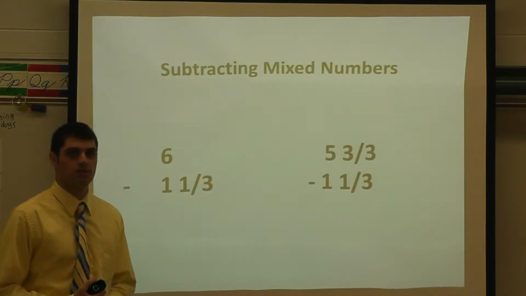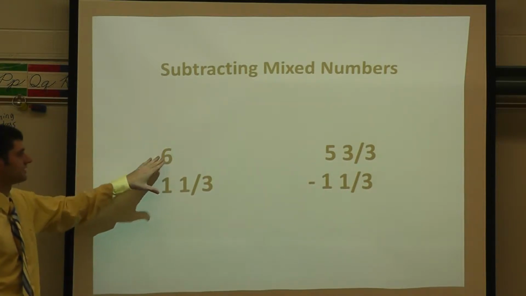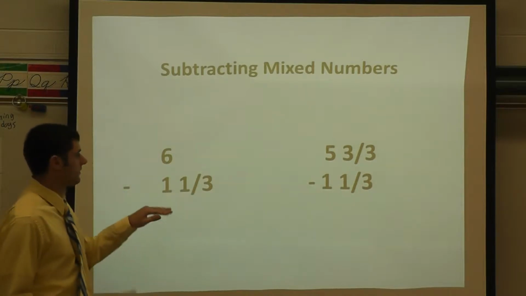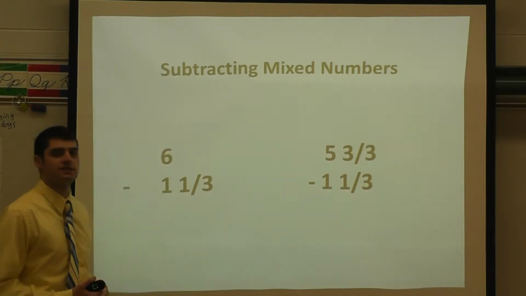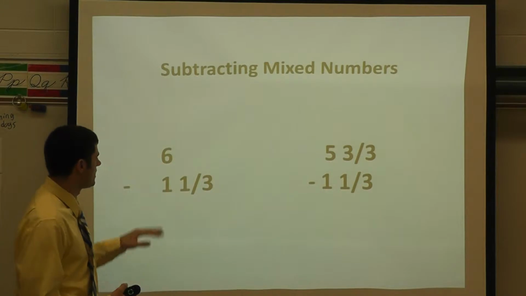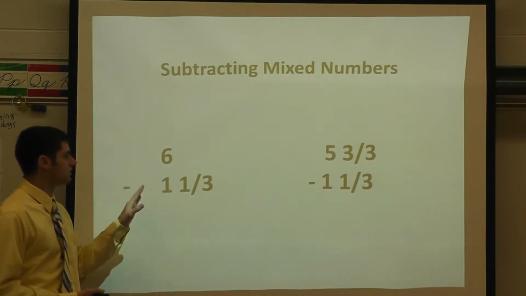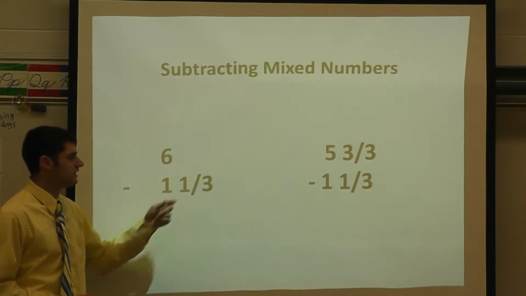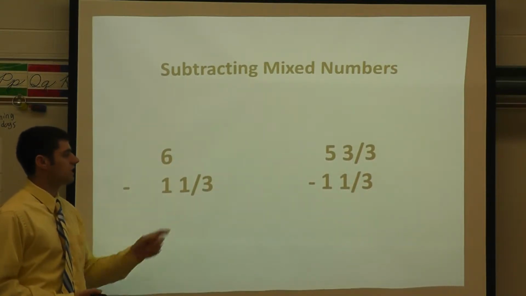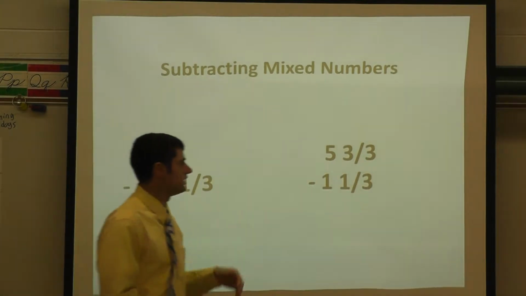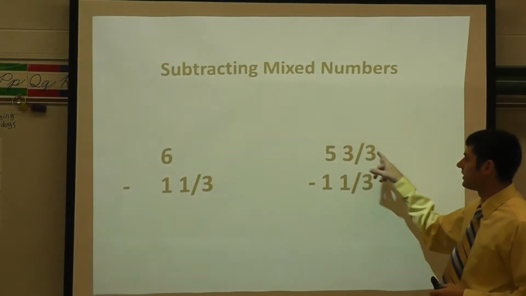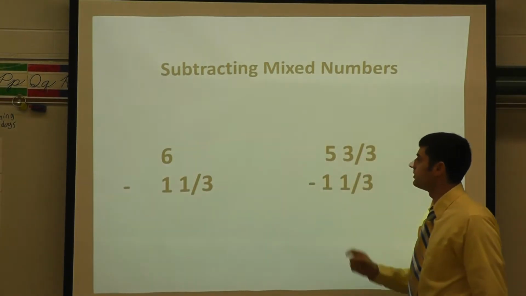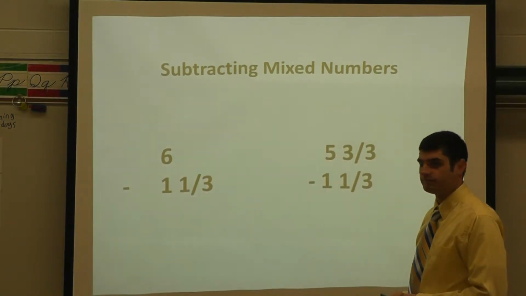I have a problem up here on the board. Our problem states 6 minus 1 and 1/3. I have to think of a way to rename this 6. That's its regular name, but there's another way I can rename it. So I know that I'm going to be subtracting in thirds. I look at my denominator here, it's a 3. I can cross off this 6 and I can rename him as 5 3/3. There's his nickname. 6 and 5 3/3 are the same exact number.